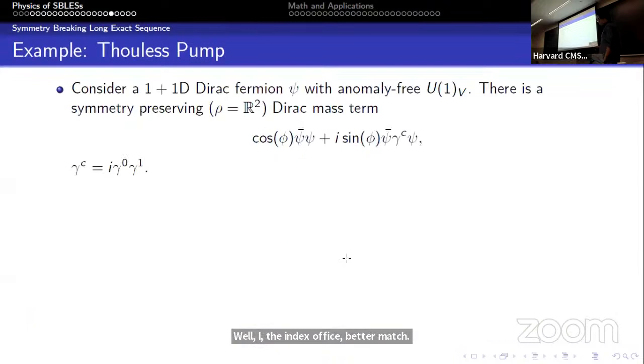So let's consider. This is in some sense one of the most famous examples of how topology comes into the condensed matter system. Let's consider the Dirac fermion response. So I start with the 1+1D Dirac fermion with anomaly free U1 vector symmetry. Why is it anomaly free? How do I know that? Well, I can just gap it by adding any of these Dirac masses. Right? These are symmetry preserving because I took the vector.